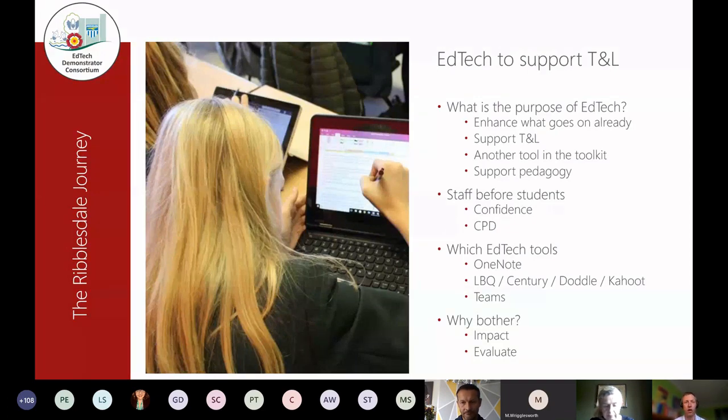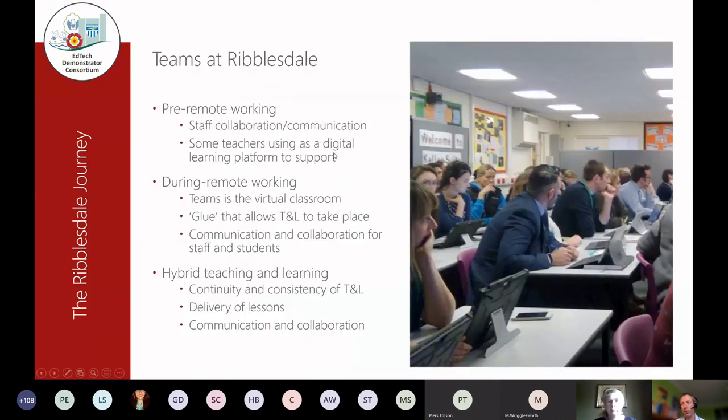But ultimately, we've got to consider the impact. Is that a positive impact? If not, do we need to review? Do we need to evaluate? Do we need to drop it? It's like any other mechanism. But what I would say is, although it's difficult at the moment, do take a step back and consider what will be the long-term impact of implementing this aspect of EdTech within our school at this point in time.